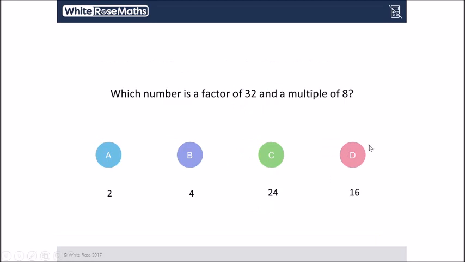So let's try another one. So which number is a factor of 32 and a multiple of 8? And again, if you need some more time to think, please just pause the video. Okay, so the answer we're looking for is 16. We know that 16 is a factor of 32 because 16 times by 2 gives me 32. We also know that 16 is a multiple of 8 because 16 is in the 8 times tables because 8 times 2 gives me 16.